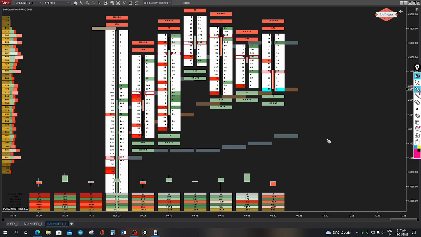Trading 20 points, 30 points is not a factor in Bank Nifty trading.